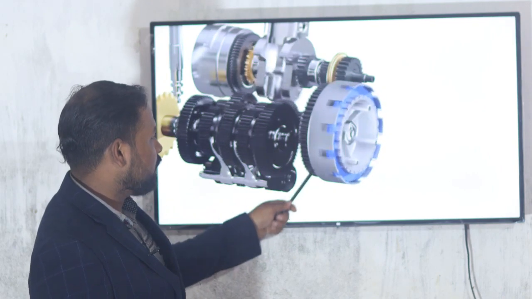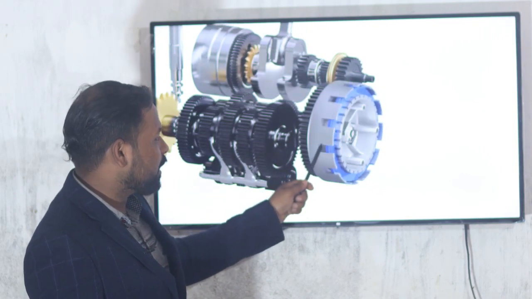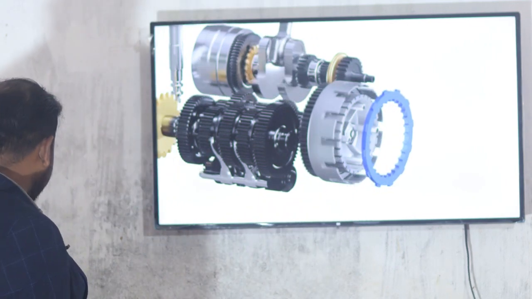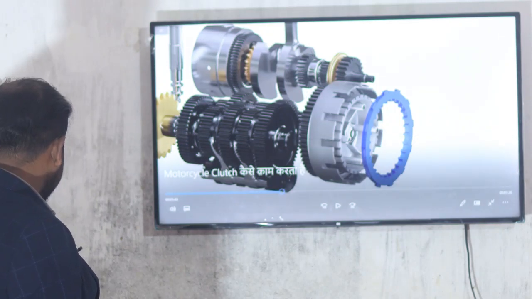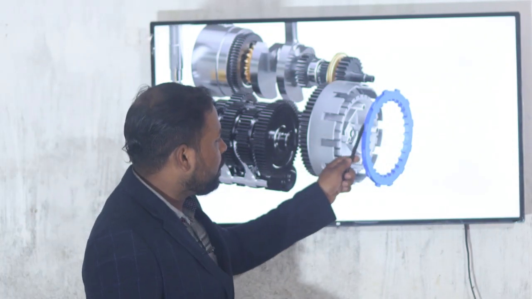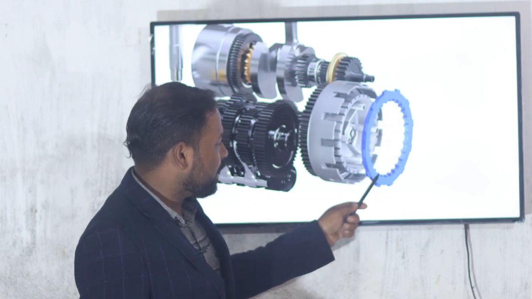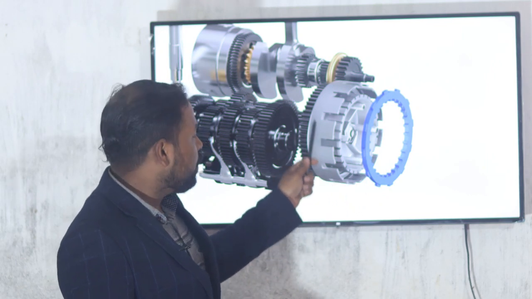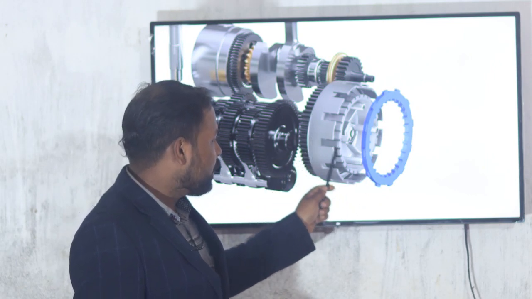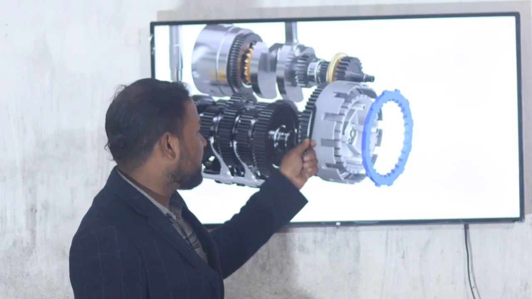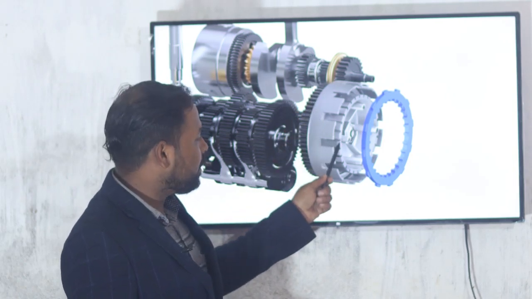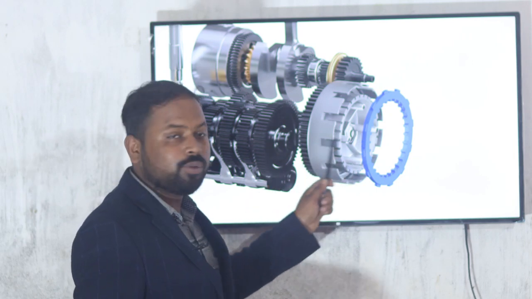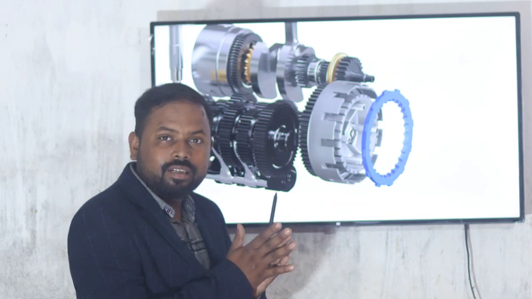So it is totally functioning. Here there are two plates. One has inside splines. I will show you again. Here there are outside teeth and inside teeth. This plate is connected on the outer side and the inner side. The outer side is connected to the engine, and the inner side, these splines, is connected to the gearbox. Imagine that both are connected to each other.